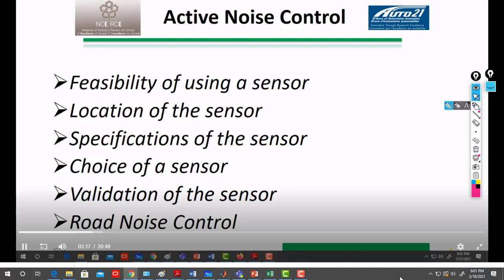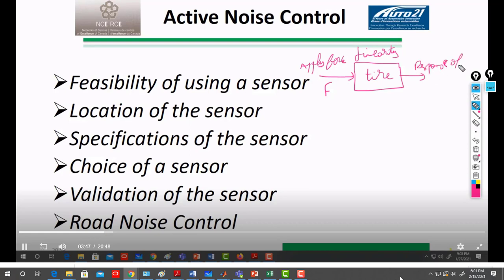So feasibility, in other words, is linearity of the tire. This is your tire, it's a system, and we want to check the linearity of the tire with respect to an applied force. So here you apply a force F in your tire, and you measure the response of the tire, and we check if this response is linear. If the response is linear for an applied force, then it is feasible to use a sensor on the tire. If the response of the tire is linear, that means we validated the feasibility.